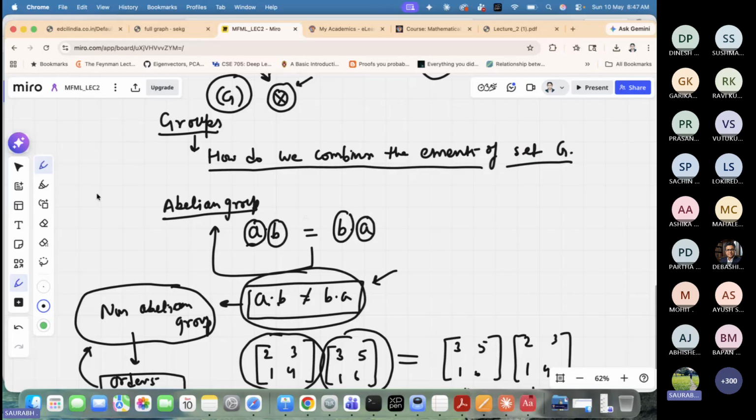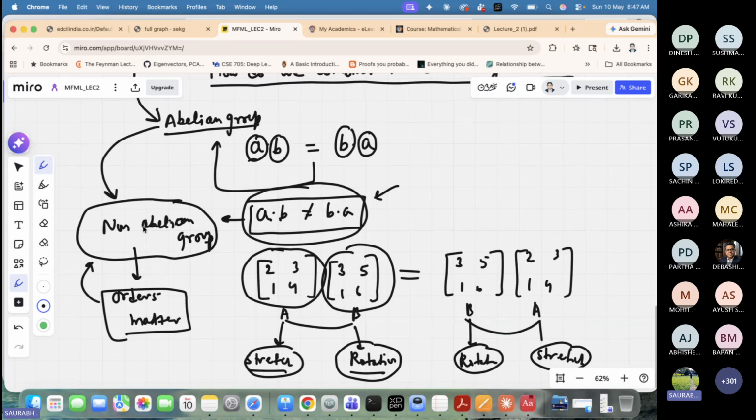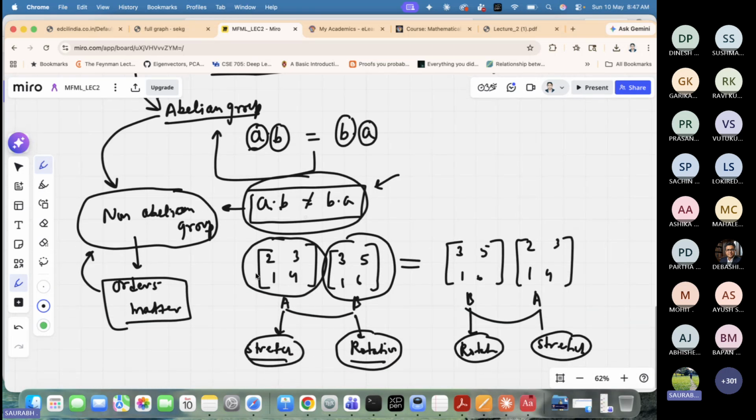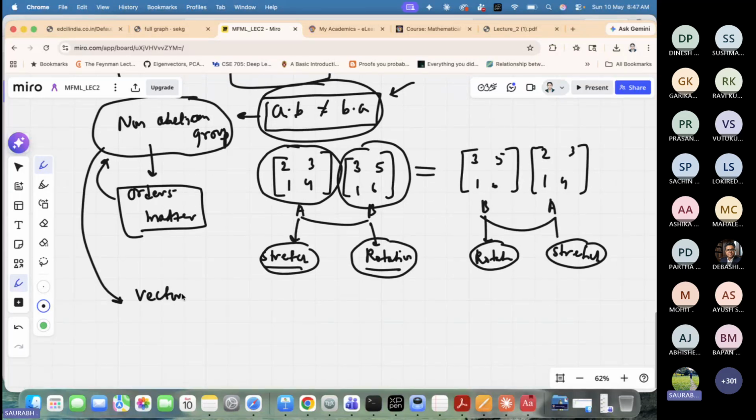Okay, we started with groups. We went to abelian groups where order doesn't matter. Then we defined non-abelian groups. Why did we define non-abelian groups? Because we have to play around with matrices as well in this entire linear algebra, right? Then we are moving to vector spaces. Now, vector spaces are, think of it as, what if objects are primitive directions?